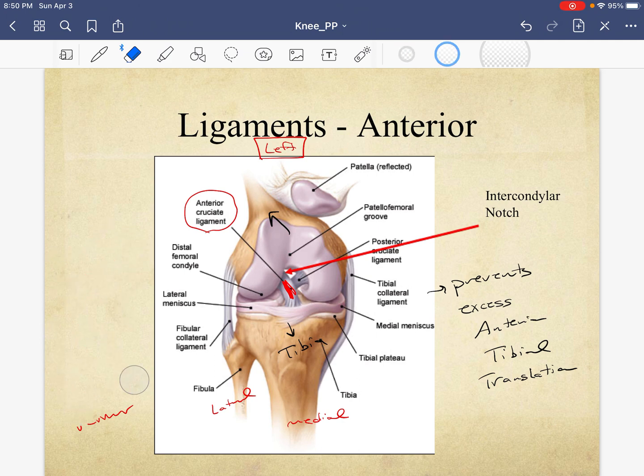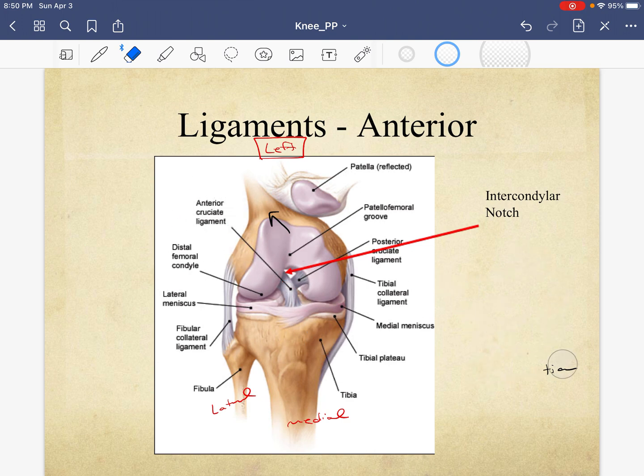So now let's switch to talking about the posterior cruciate ligament. So now we're talking about the one on the back, so it's more posterior. It runs in the opposite direction. If you memorize that the ACL goes from the anterior medial tibia to the posterior lateral femur, then you'll know that the posterior cruciate ligament just runs the opposite way. So if I memorize one, I already know the other.